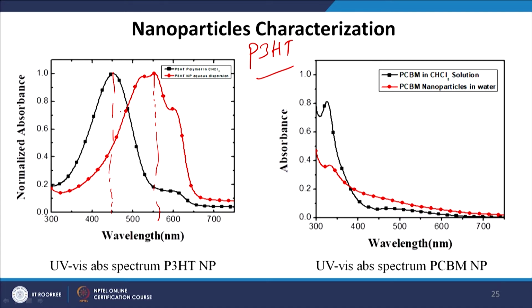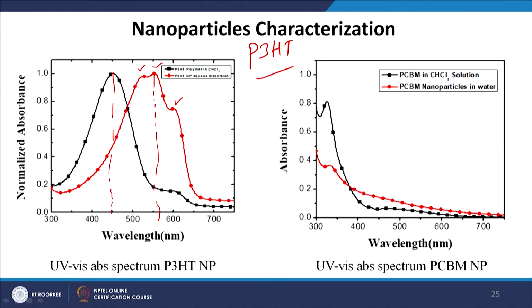Here you see only one peak, but here you see one peak and a shoulder, and the way this has been distributed is also different. And very interestingly, if you take this polymer, make a thin film of the polymer, heat that film at 120 degrees Celsius and take an absorption spectrum, that absorption spectrum will match this nanoparticle aqueous dispersion.